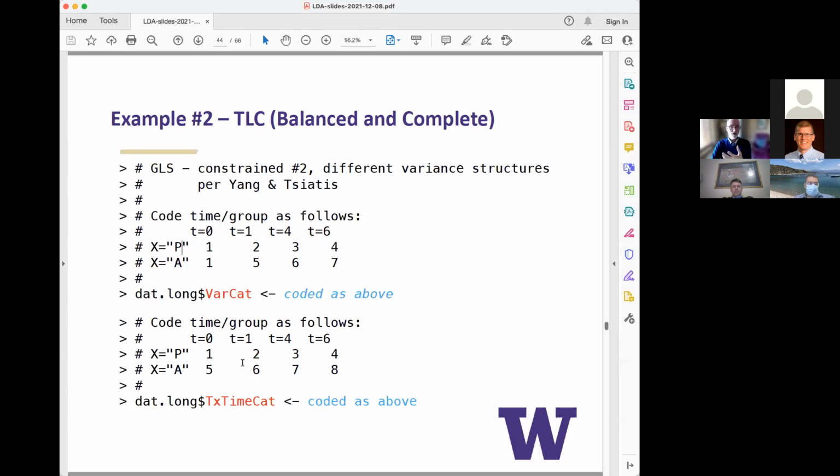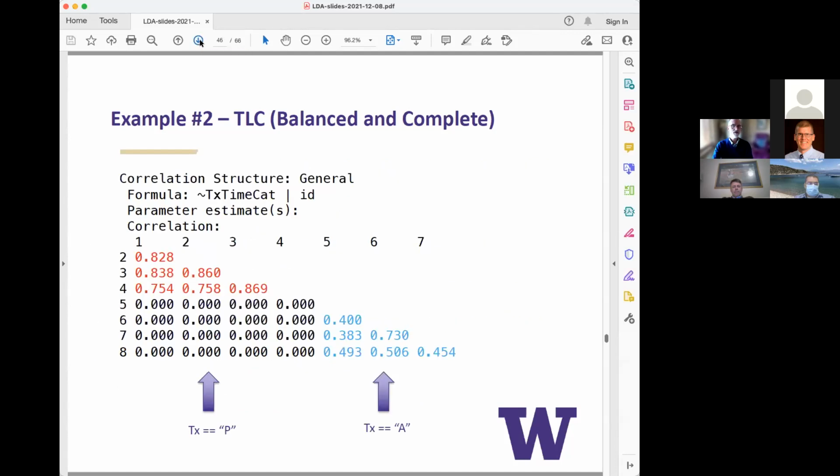Or you can code time. I'll pretend the placebo group is times 1, 2, 3, 4, and I'll pretend the intervention group is times 5, 6, 7, and 8, and I'll use clever tricks to encode the covariance groups separately for those two groups. I think there's not a software excuse anymore not to do this.